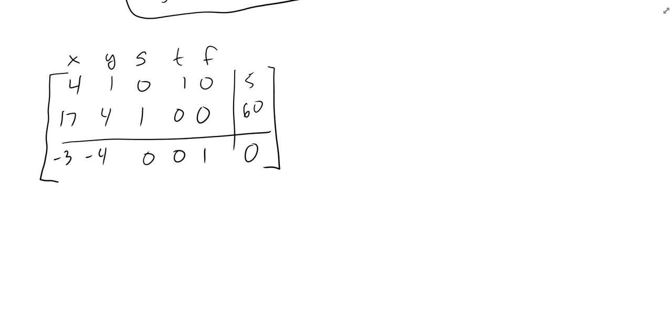All right, so we look for the largest negative in the bottom row. That would be the negative 4. And so that identifies our pivot column as the y column again.